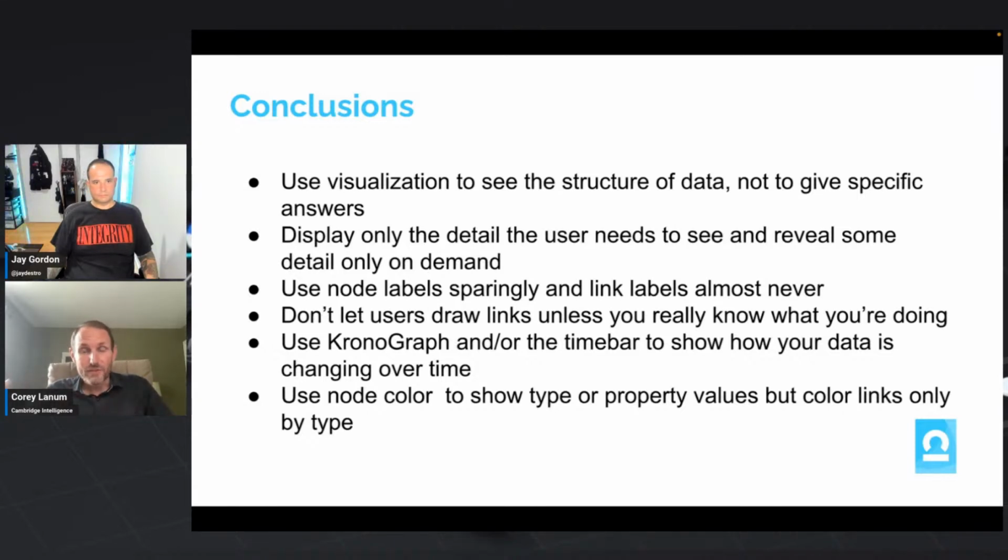And then chronograph: if you have data that's changing over time and it's important for the user to be able to understand those patterns in time, then moving beyond the node-link representation and showing a timeline or a heat map or something like that can be really helpful as well. And then the last one is color.